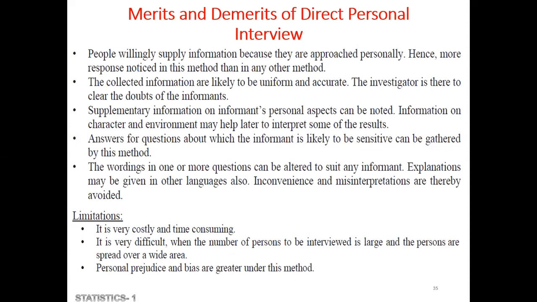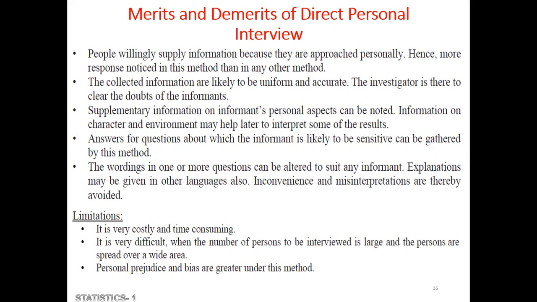The merits are the people willingly supply information because they are approached personally. Hence, more response is noticed in this method as compared to the other methods. The second one is the collected information is likely to be uniform and accurate. The third one is supplementary information on informants' personal aspects can be noted. If I want to get some extra information, that is also possible in the direct personal interview. So information on character and environment may help later to interpret some other results. That means I can collect data on a wide range of aspects of a respondent.